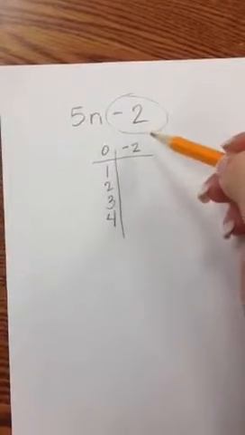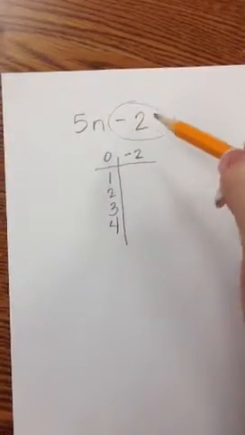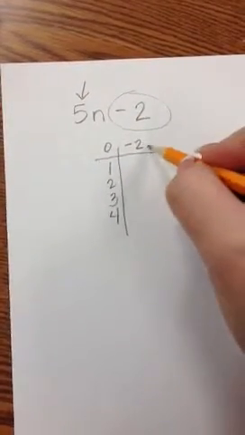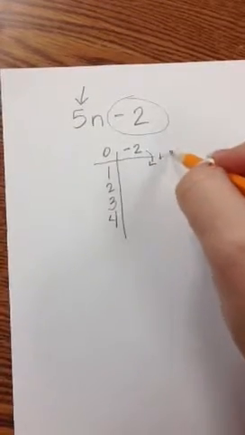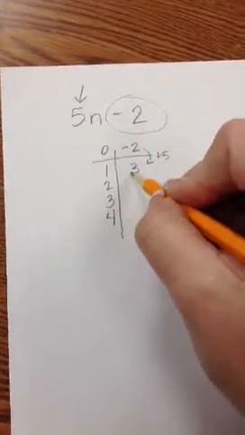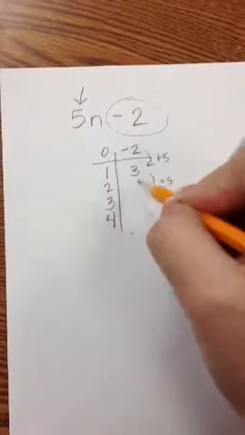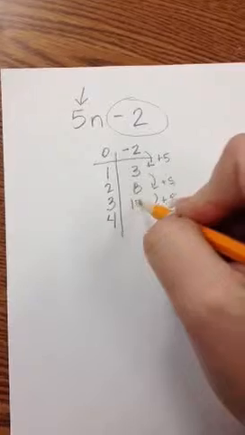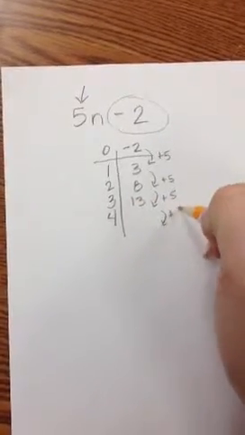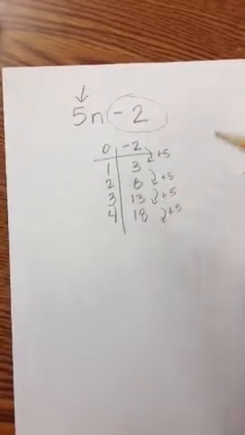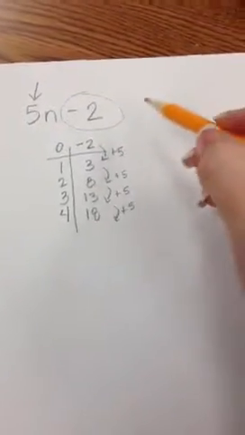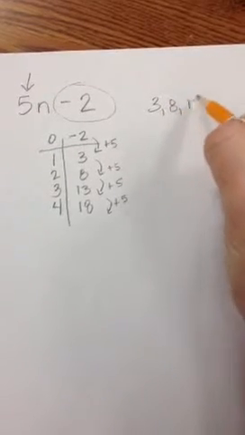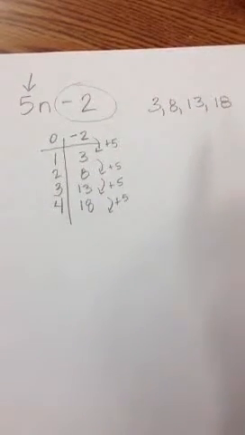Now from there, you can find how much you increase by each time. Well, this is what you're going to increase by each time. So that says positive 5, so negative 2 plus 5 is 3, and then plus 5 is 8, and then plus 5 is 13, and then plus 5 is 18. So the first four numbers of your sequence that matches this rule: 3, 8, 13, 18.